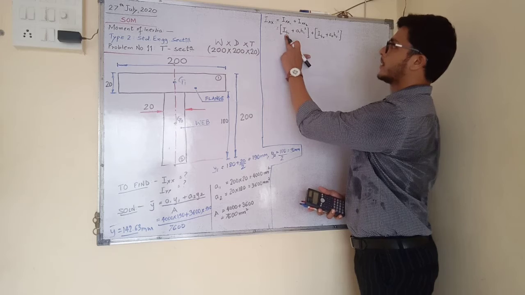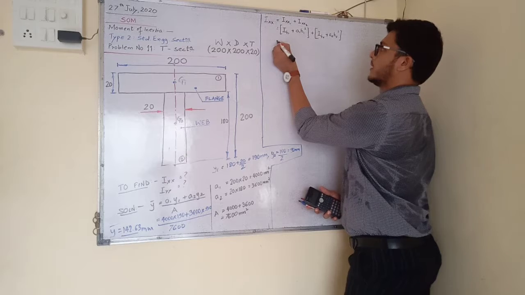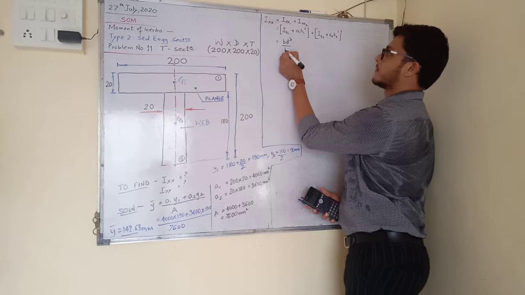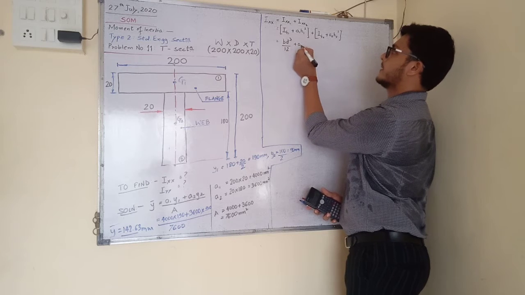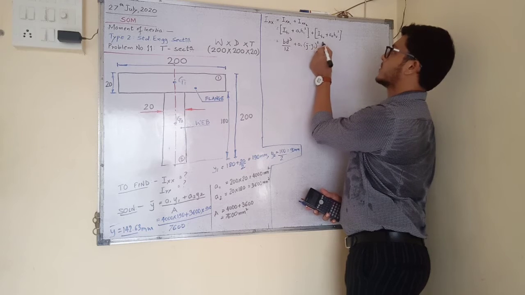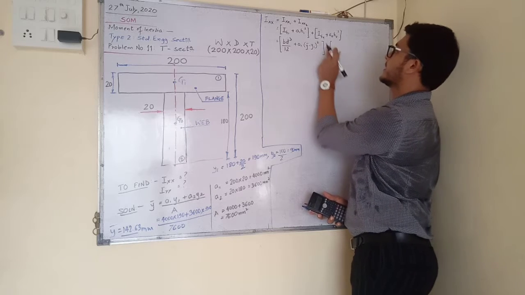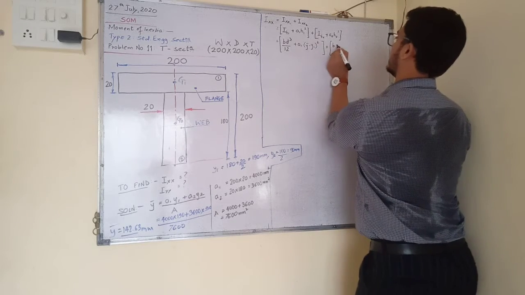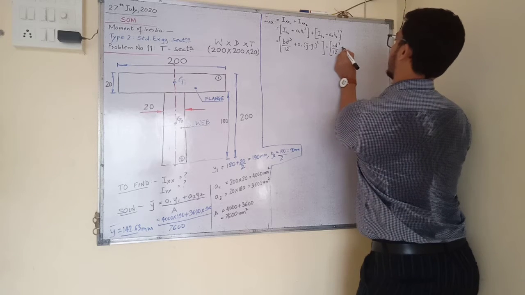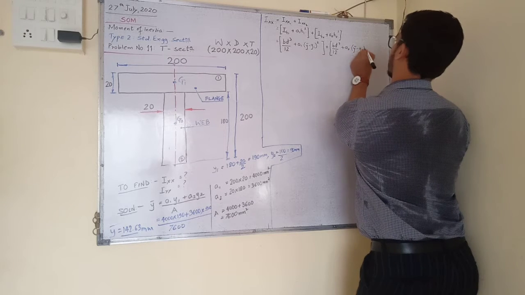Ig will be moment of inertia about centroidal x-axis of this first rectangle. So it will be BD cube by 12. I will put one more step plus A1, H1 will be y bar minus y1 the whole square, plus sign. Similarly, Ig2 will be again BD cube by 12 plus A2 y bar minus y2 the whole square.